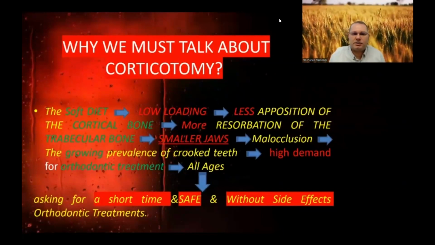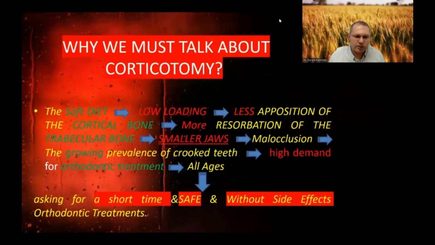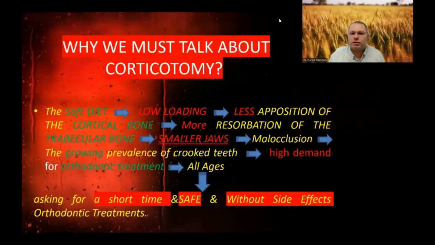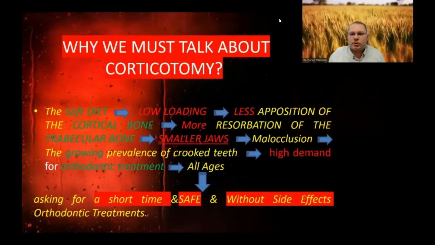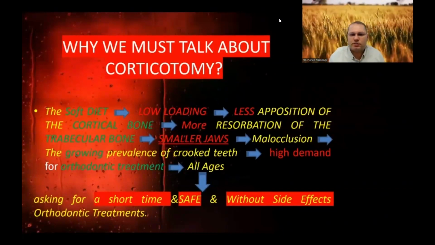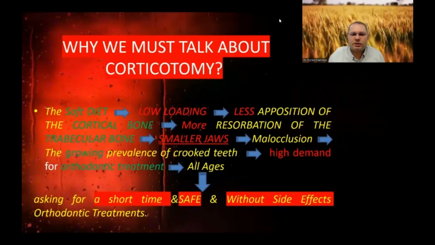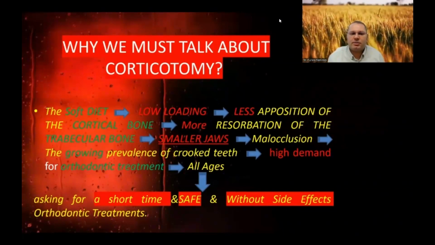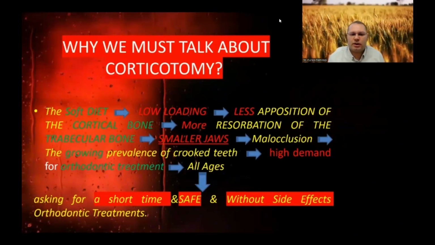The soft diet that people are using more and more nowadays brought to low loading in the teeth. So less opposition of the cortical bone, more resorption of the trabecular bone. This brings smaller jaws. This brings to the problems of malocclusion. And this brings to the growing prevalence of crooked teeth and the high demand for orthodontic treatment in all ages.